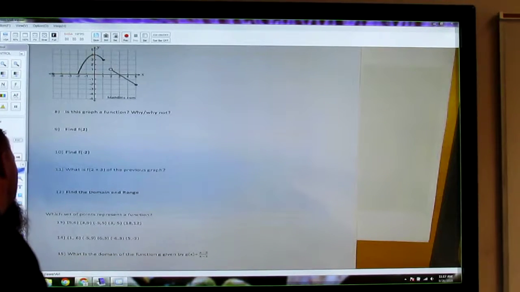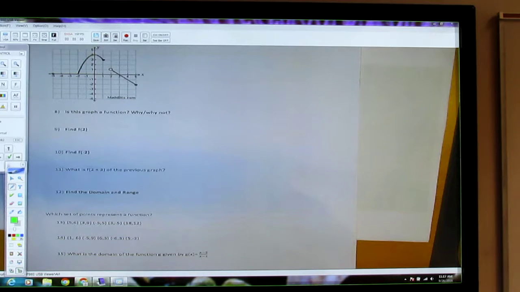All right, we got problems 8 through 15. We're going to try to get on this one page. We got it. Let's see how well we can do it. Let's do this. 8.